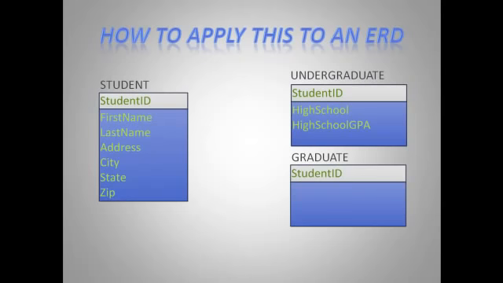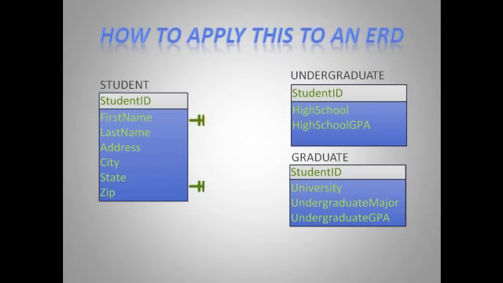The graduate entity will hold the information that is only applicable to the graduate students, such as the undergraduate university, major, and undergraduate GPA. This will allow you to track information that is specific to a type of student without taking up extra space for the students this role doesn't apply to.